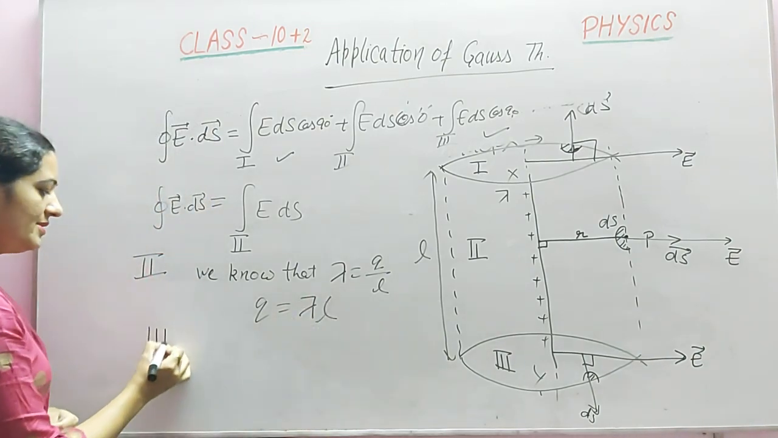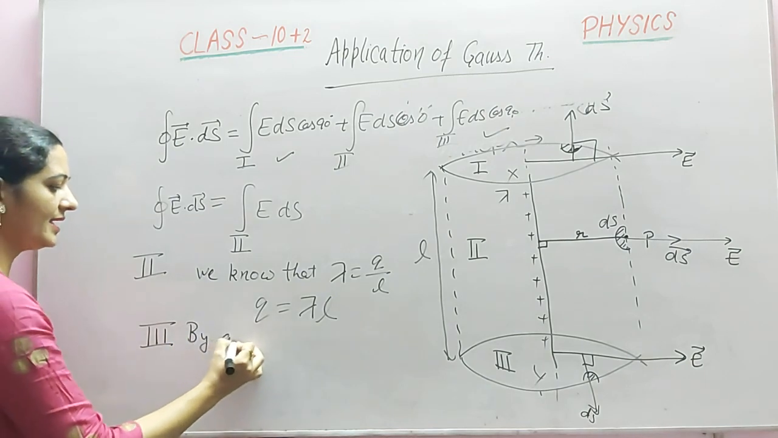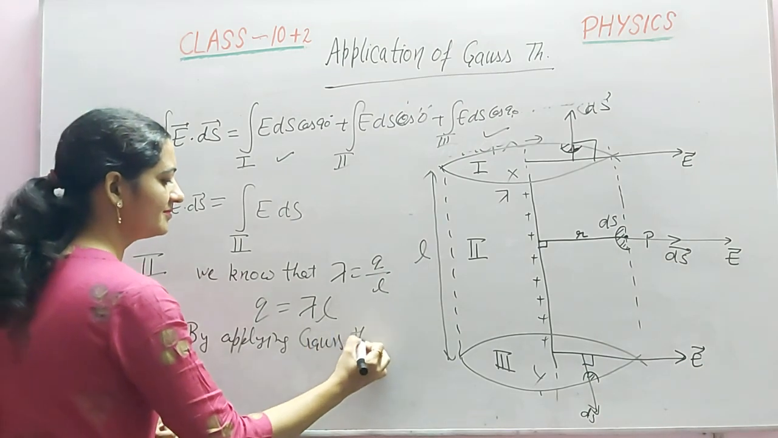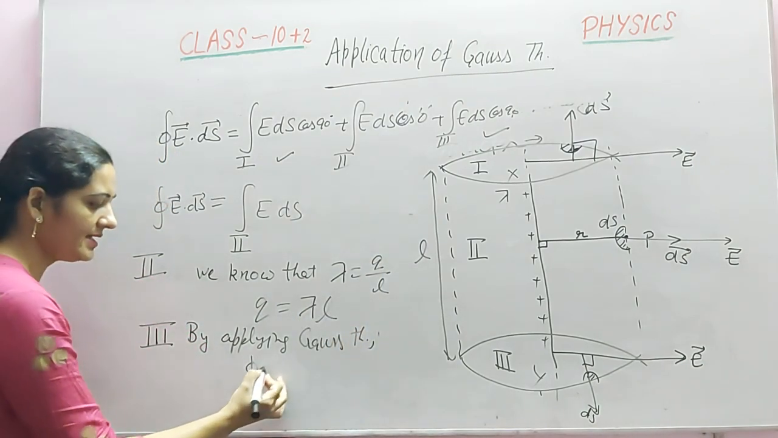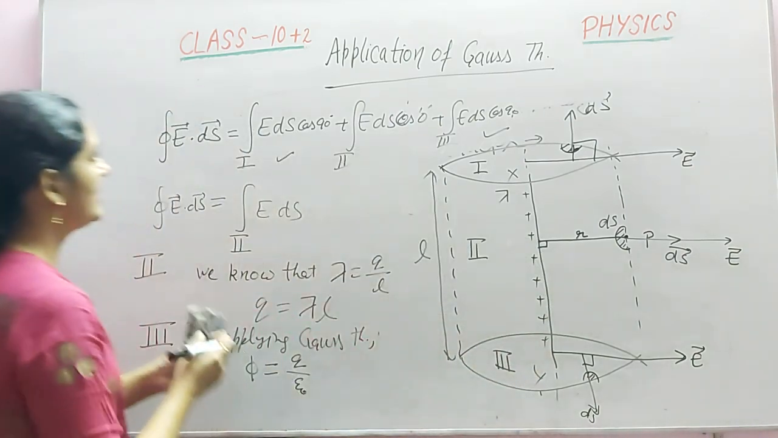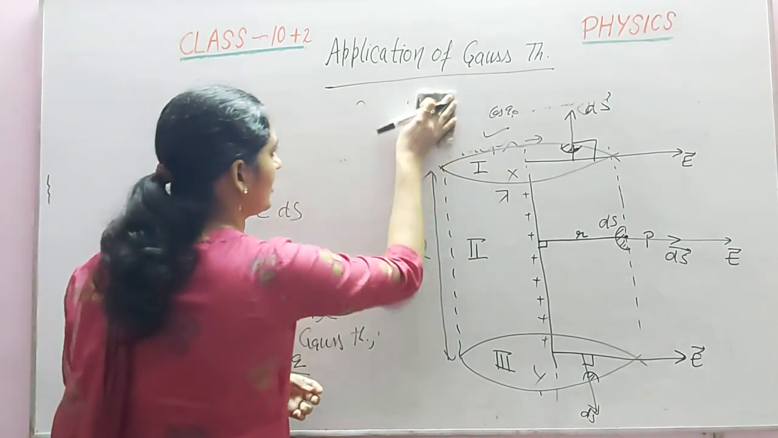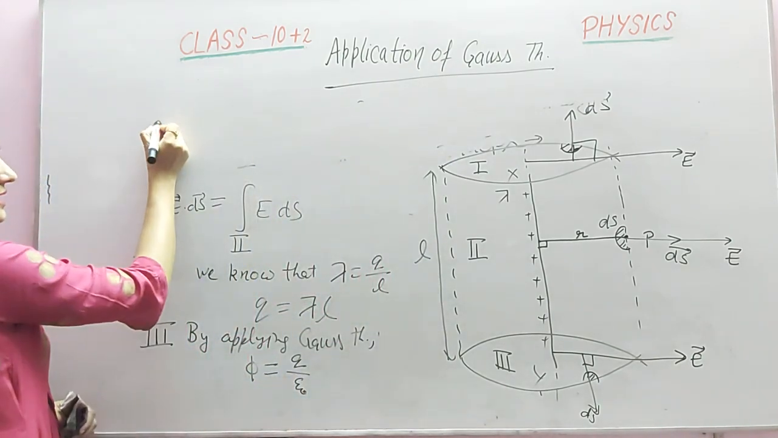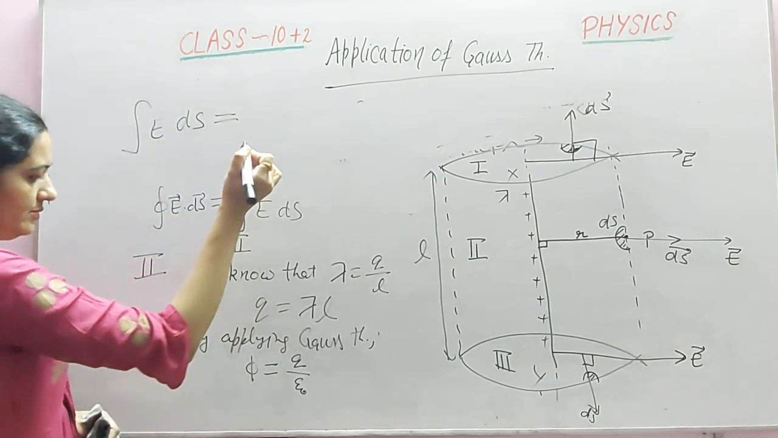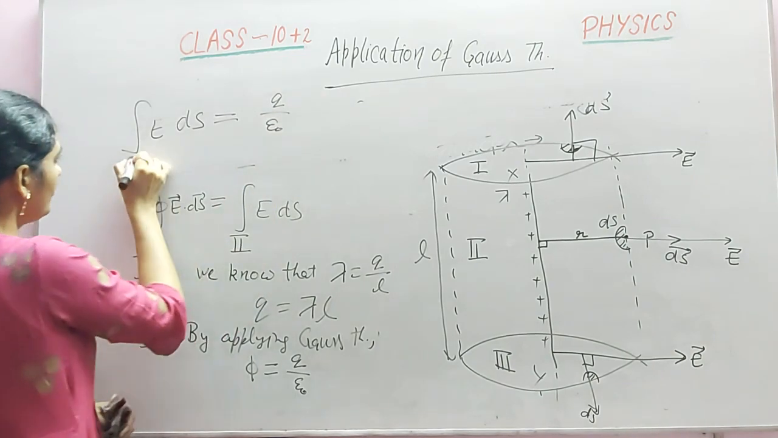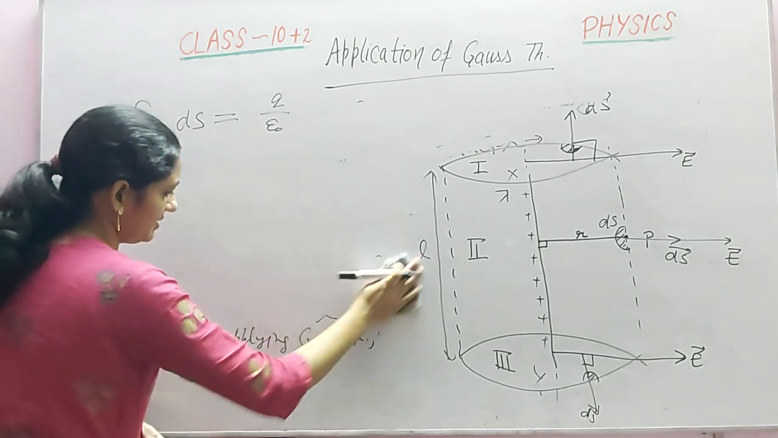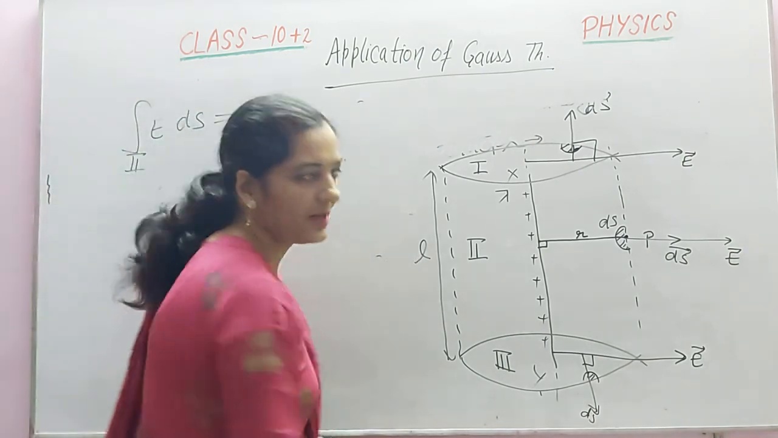So in the third step, by applying Gauss theorem, we get phi is equal to q upon epsilon naught. It means we get the integral of E dot ds equal to q upon epsilon naught for region 2. Now I will solve this integral for region 2. Our 3 steps are over.